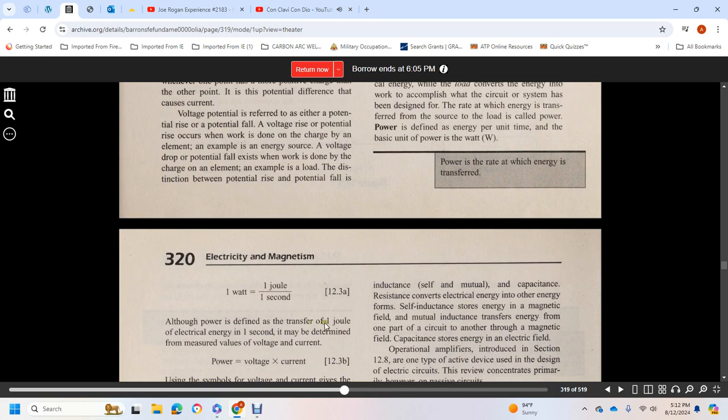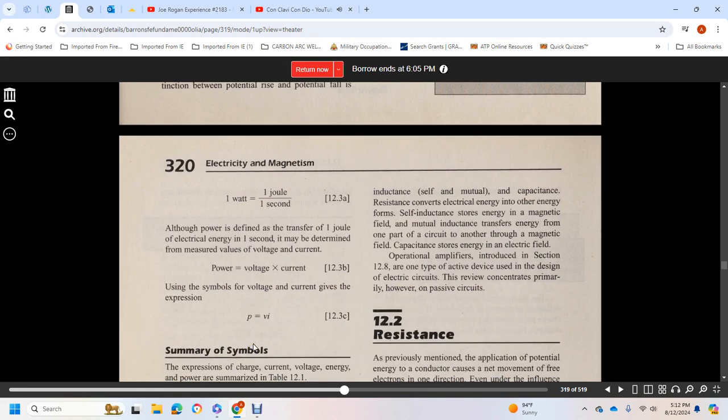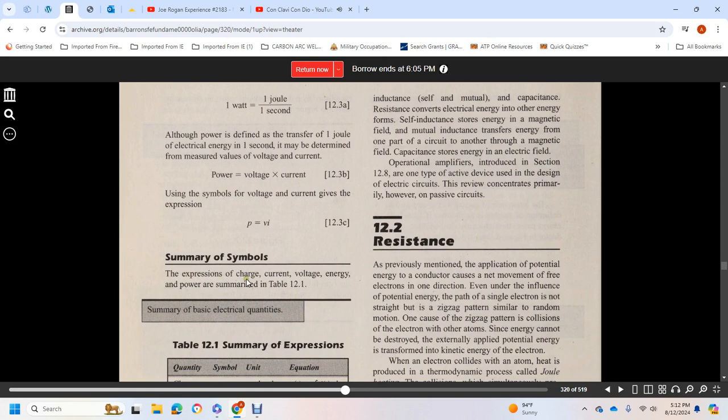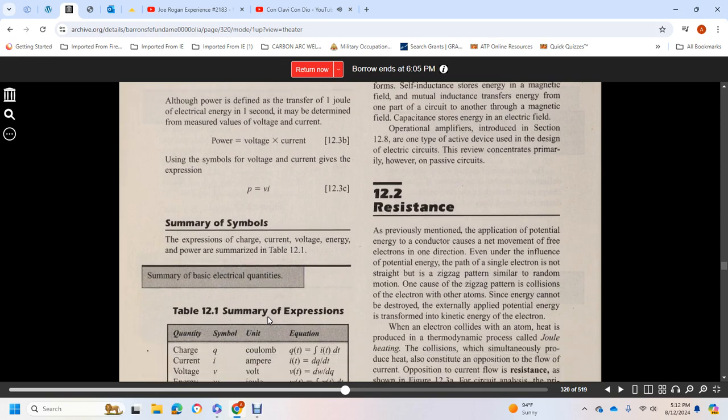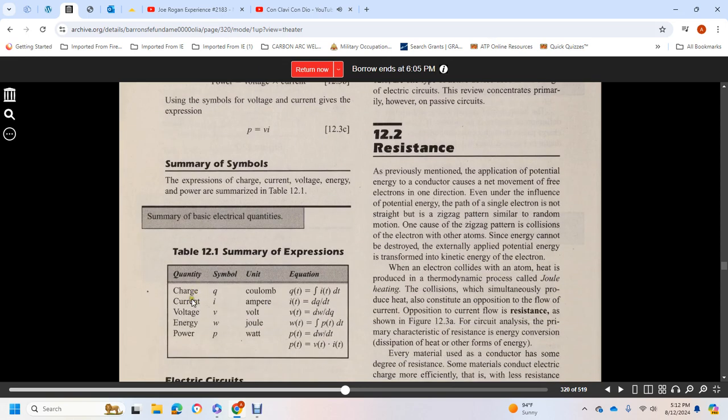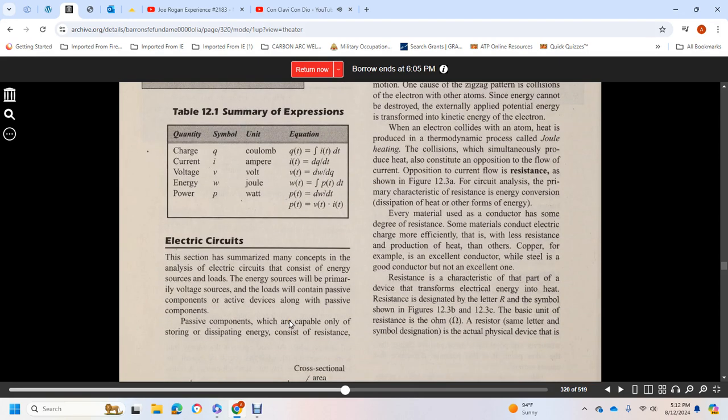Although power is defined as the transfer of 1 joule of electrical energy in 1 second, it is determined from the measured values of voltage and current: power is equal to voltage times current. Using symbols for voltage and current gives the expression P = VI. A summary of the symbols for charge, current, voltage, energy, and power is given in table 12.1, the summary of basic electrical quantities. Charge is Q in coulombs, current is I in amperes, voltage is V in volts, energy is W in joules, and power is P in watts.